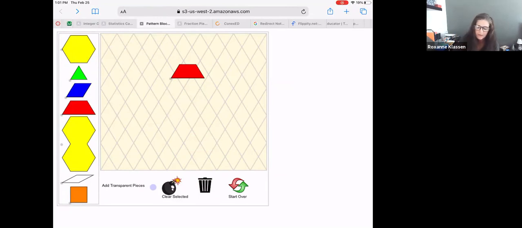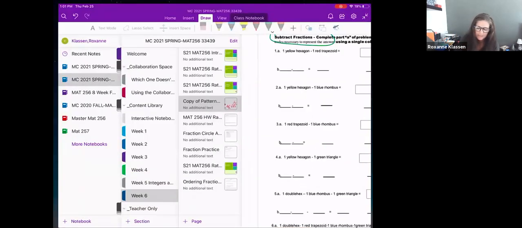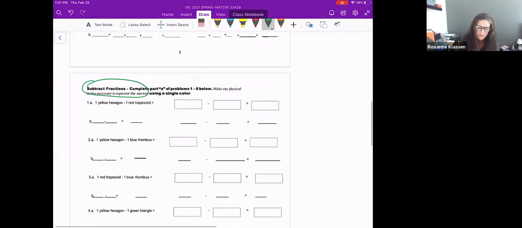So I'll write it on your paper so you can make sure you understand what I'm doing here. So I made a trade. Instead of 1 yellow hex, I made it 2 red. I took away 1 red, and I got left with 1 red. Yes? Perfect. So remember, model only the minuend.